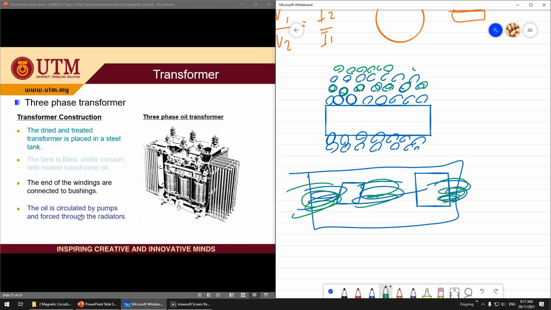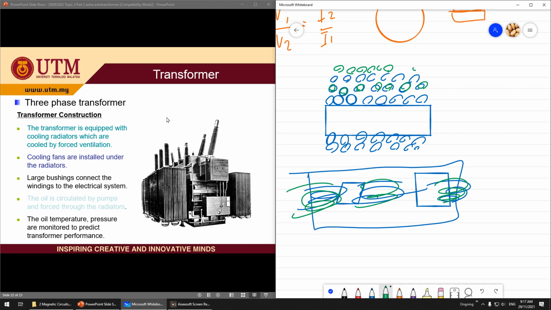The oil is circulated by a pump and forced through the radiator. This is usually just to cool down. Usually the transformer becomes hot, so the oil is pumped and circulated to the radiator outside here. The heat is exchanged with the air. Cooling radiator here, with forced ventilation, to make sure the transformer is cool. Usually there are cooling fans, or they just use air, just open, no fan. Large bushings are connected to the winding of the electrical system.